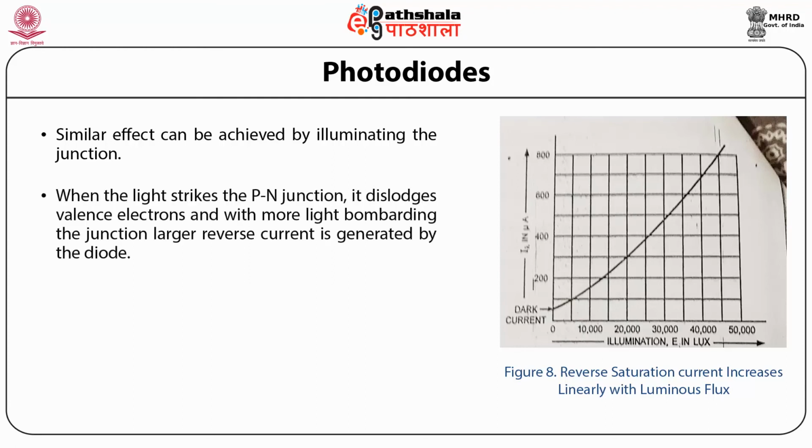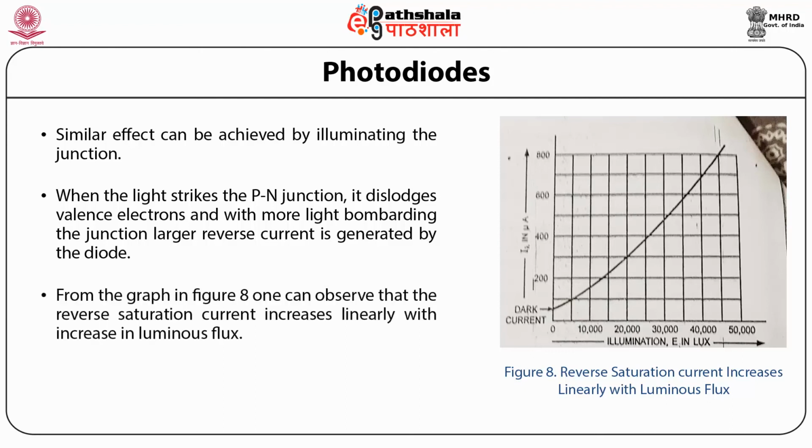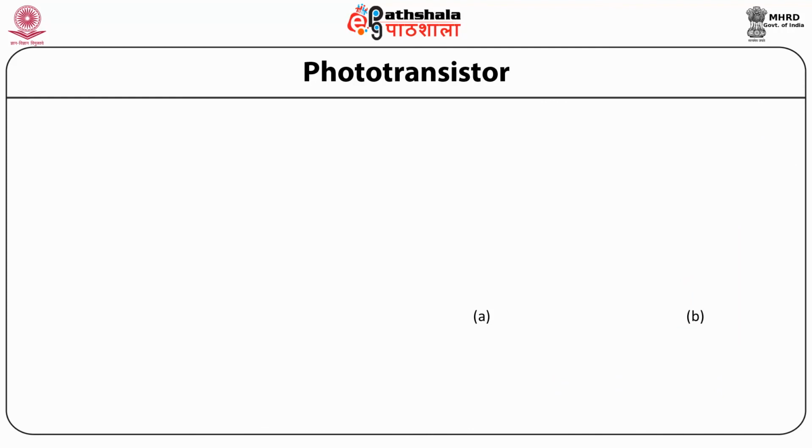When the light strikes the p-n junction, it dislodges valence electrons, and with more light bombarding the junction, a larger reverse current is generated by the diode. From the graph in figure 8, one can observe that the reverse saturation current increases linearly with increase in luminous flux. Now students, let us study the phototransistors.